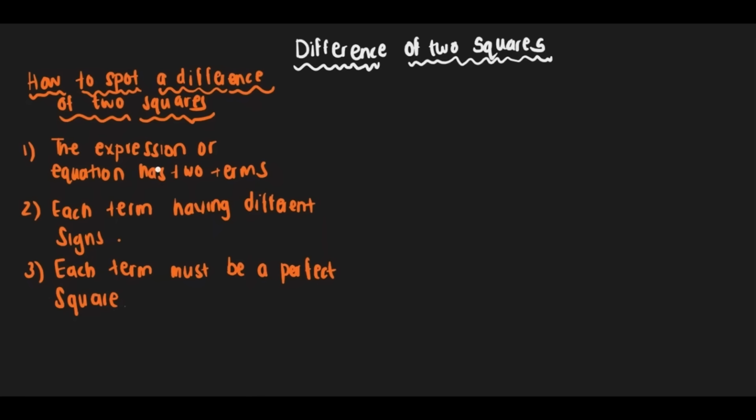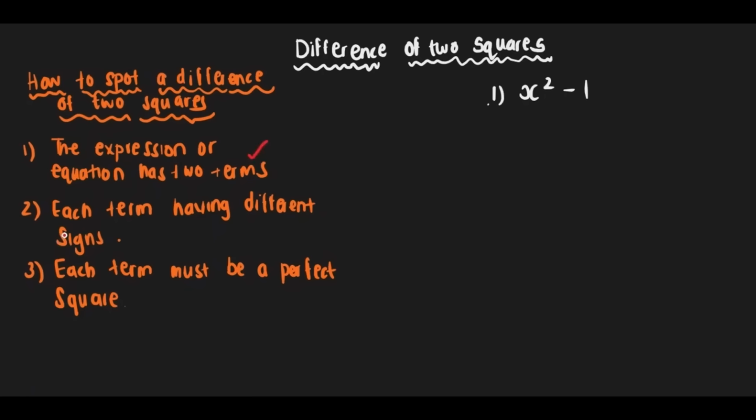So now to see how to put this into play, let's look at the first example. Our first example is x squared minus 1. Let's check whether this expression satisfies the 3 conditions. The first condition says that the expression or equation has 2 terms. We have x squared, which is 1 term, and negative 1, which is the second term. So it satisfies the first condition.